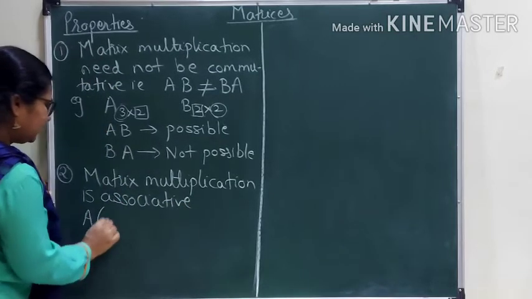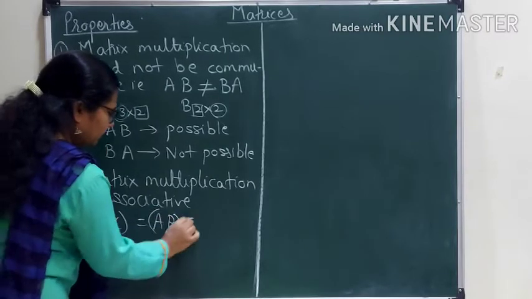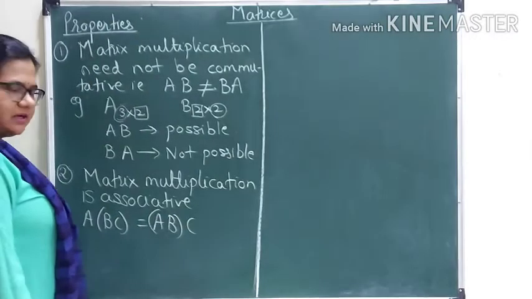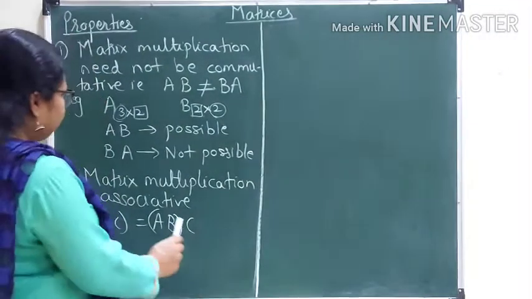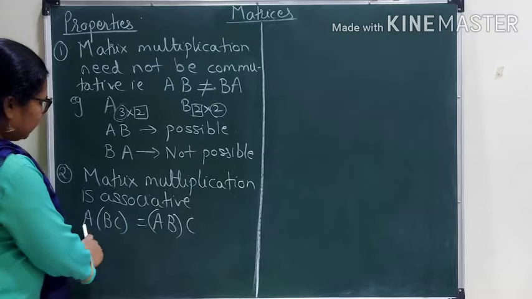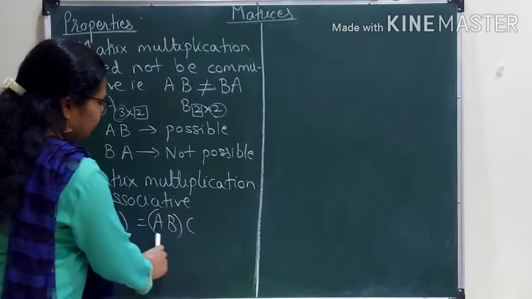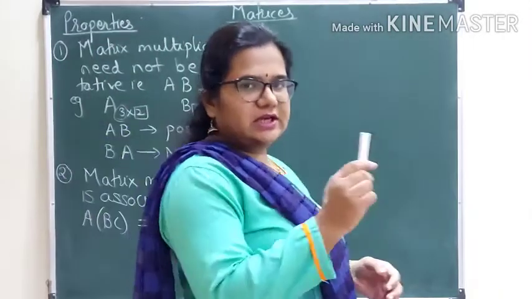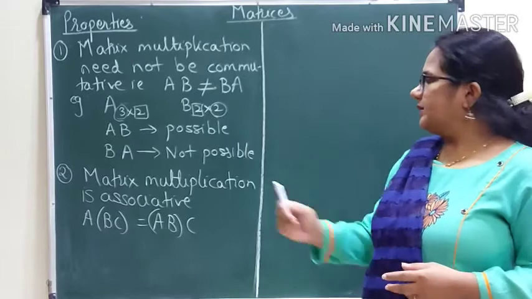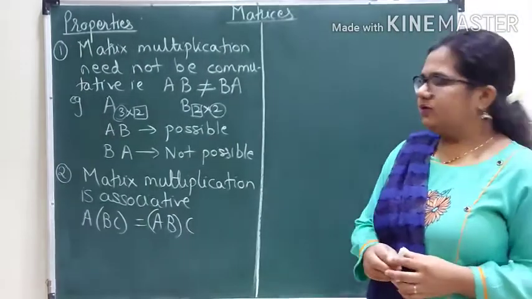That is A into B into C, or A into B into C, you are going to get the same answer, because the sequence is the same, the sequence is not changing. First here you will multiply B into C, then A into B into C. Here you will multiply A into B, and then the new matrix you get you will multiply with C. Since the sequence is not changing, A, B, C remain in the same sequence. So matrix multiplication is associative. Okay.